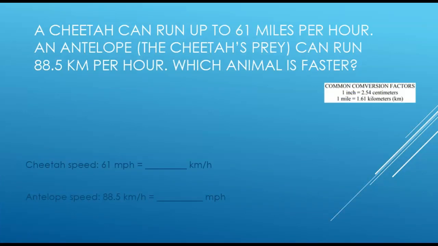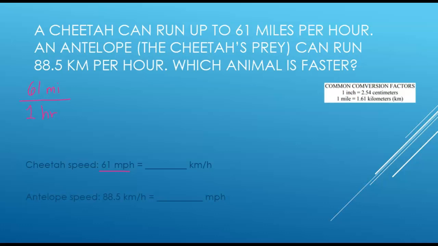Here, a cheetah can run up to 61 miles per hour, and an antelope, the cheetah's prey, can run 88.5 kilometers per hour. Which animal is faster? Hopefully the antelope is, so they can catch the cheetahs, but we'll find out. So a cheetah's speed is 61 miles per hour. So 61 miles, now it's a rate. Per is a division sign, miles per hour. And it's really 1 hour, it's not 61 miles for 3 hours, it's 61 miles per hour.